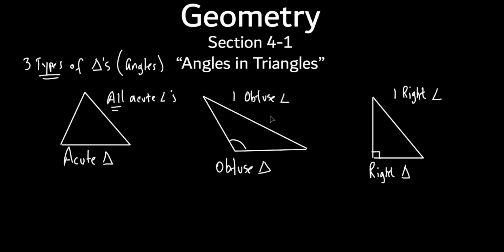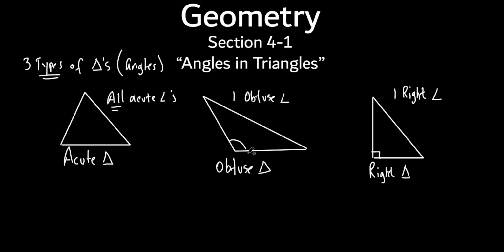I can only have 1 obtuse angle in a triangle, but I can have what? 3 acute angles in a triangle. Everybody good? Yeah. All right. Now, there's another way to name some triangles. This one, we named them by their angles. All right, we looked at all the angles.